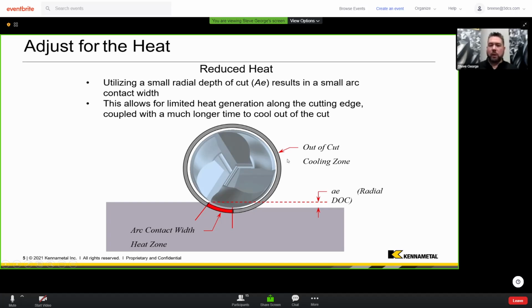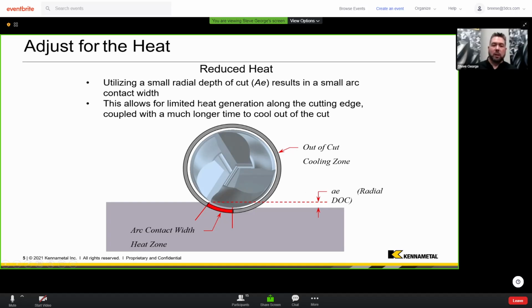Now my out-of-cut area for cooling is a lot larger than my contact zone. Because of that, I can get more cooling to the tool. That's an important thing. The other thing is if I think about it from a heat flux point of view: I'm generating heat in this area, so how large is that relative to the tool?